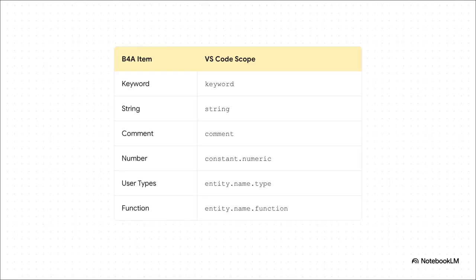Now, this is where it gets really clever. The extension actually has a built-in translator, this map called VS to Scope. It reads your old B4A theme files, those .vs settings files, and directly translates the color settings into a language VS Code can understand. So your keywords, your strings, your comments, they all look exactly the same. It's a perfect one-to-one translation.